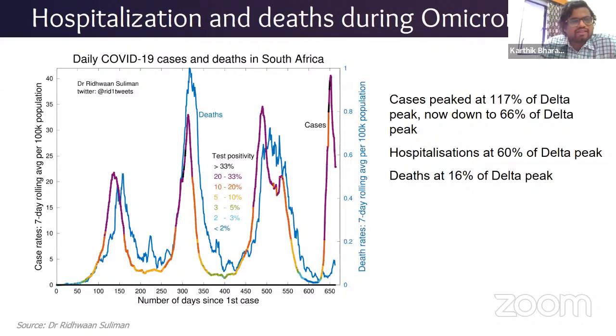Can you move to the next slide? Yeah. So this is another graph from our experience in South Africa. We can see that there is a rise in cases of Omicron, and it has risen that much when compared to the previous peak, especially the Delta peak.